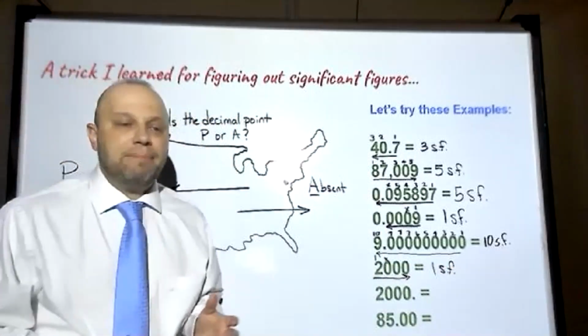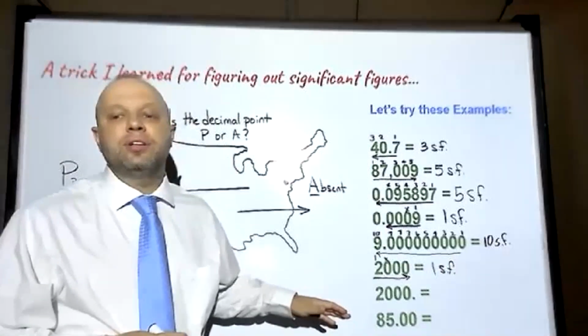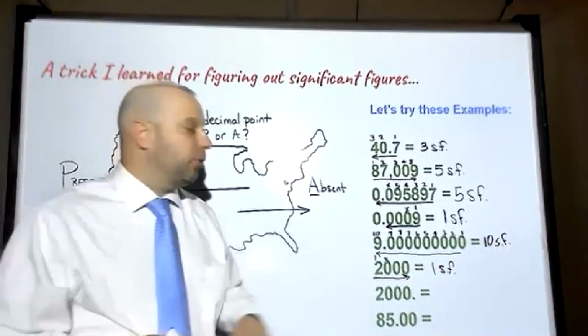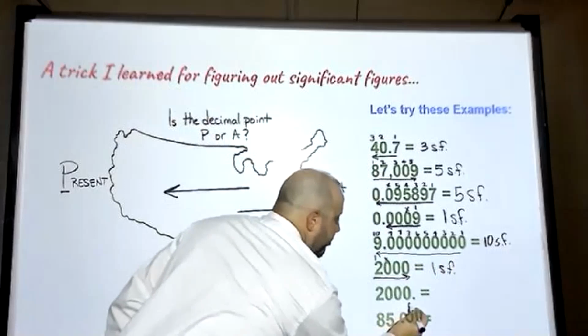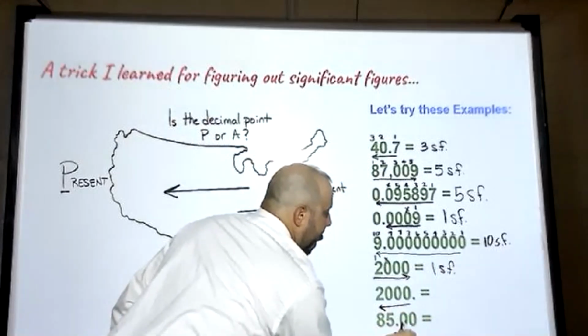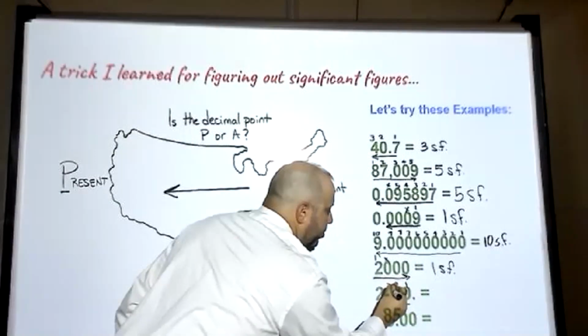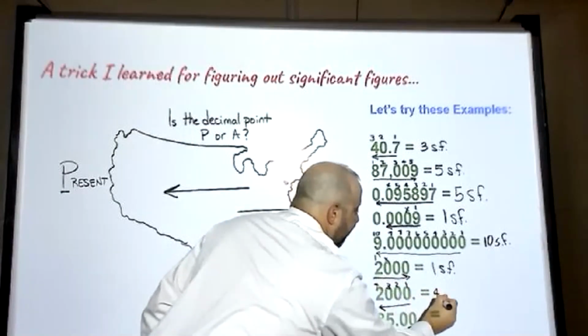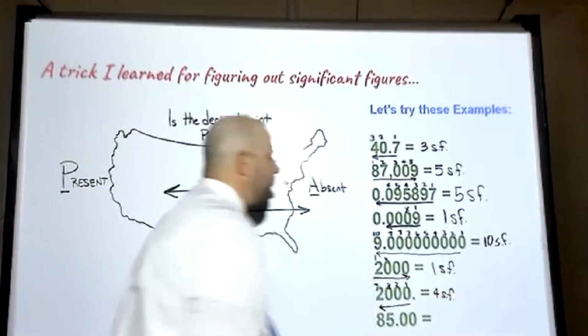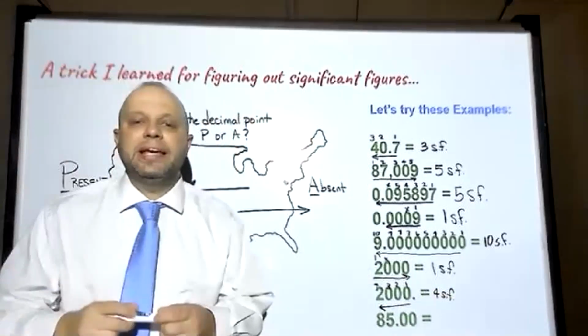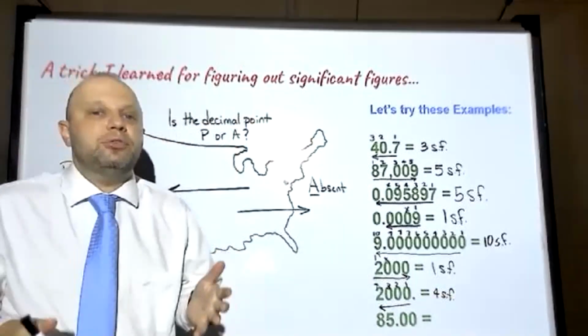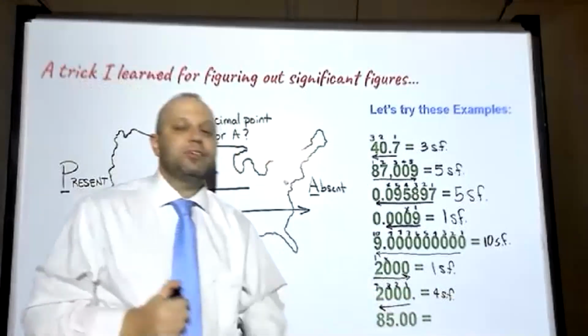Now, in the next example, we have the number 2000, but now we have a decimal point at the end. So now we're going to count in this direction. So we're going to start on the right side and count 1, 2, 3, 4. 4 significant figures.